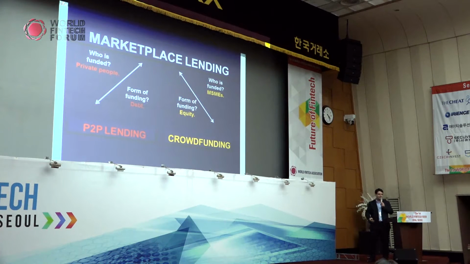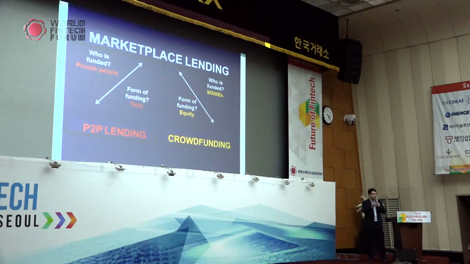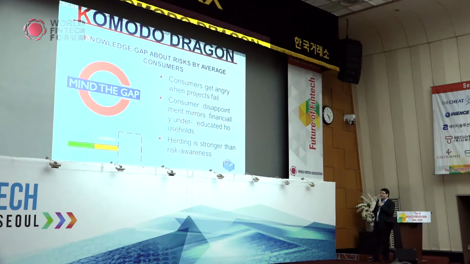You know the history of crowdfunding. It started with something else than equity, but right now it's an equity transaction. And peer-to-peer lending is done by private people to private people, while crowdfunding is usually done between private people and micro, small, and mid-sized enterprises. Of course, it's changing because there are more and more institutional players in both peer-to-peer lending and crowdfunding, and actually that's one of the risks. But let's go through the 12 risks, the 12 key risks.